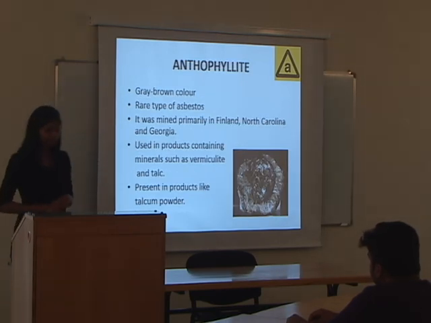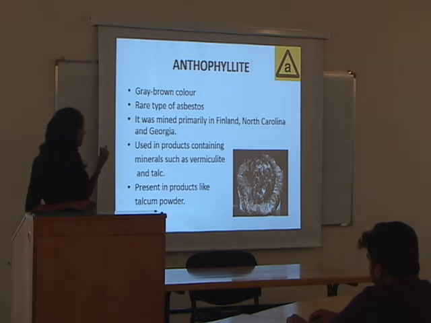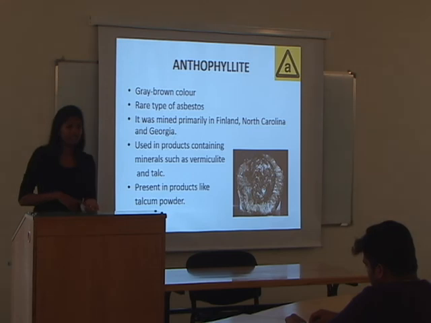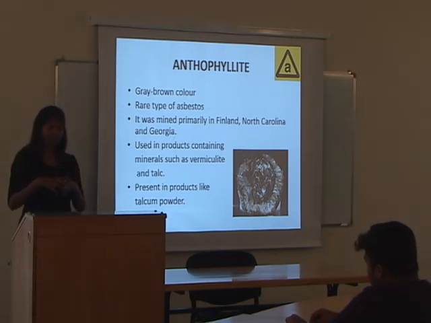The next one is anthophyllite. It is grey-brown in color. It is a rare type of asbestos. It was mined in Finland, North Carolina, and Georgia. Primarily, it was mainly mined in Finland.